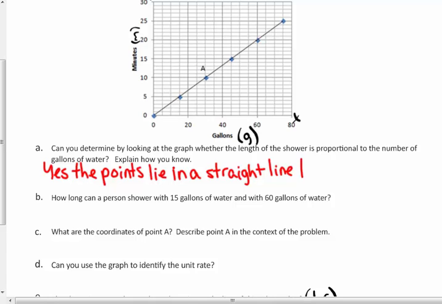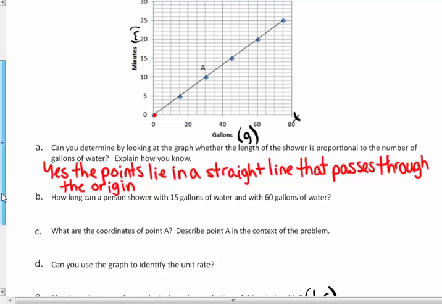That passes through the origin. And this graph does that. It is a straight line and it passes through the origin right there.